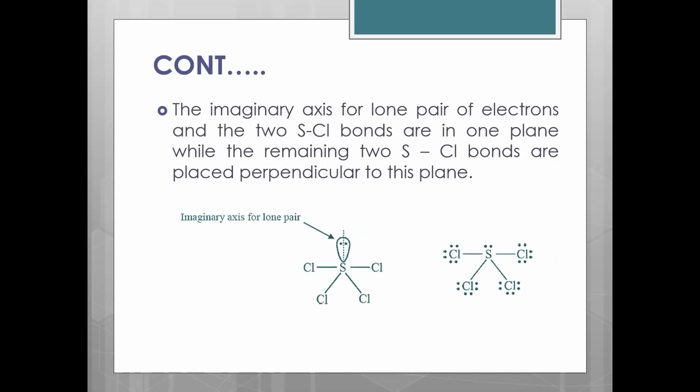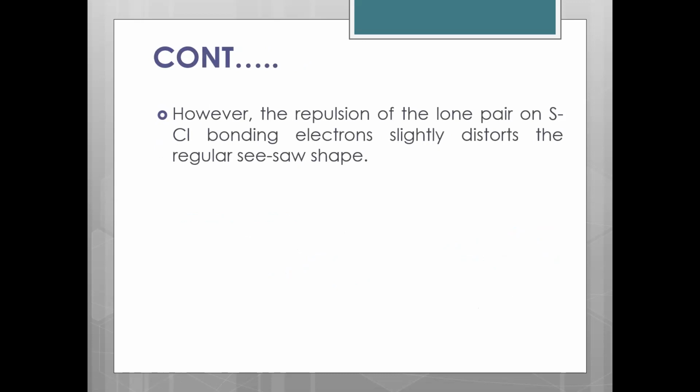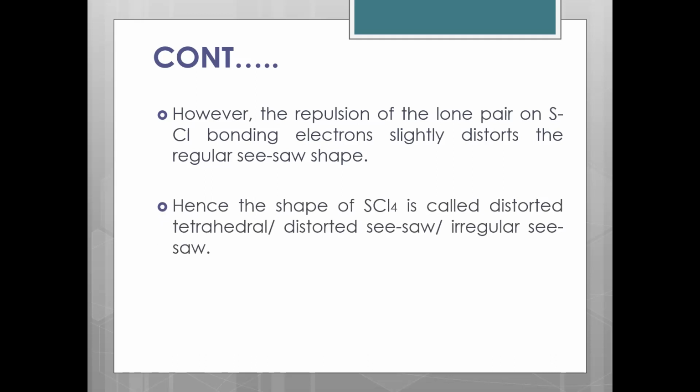Okay, this is what I just drew and showed you, right? This is the electron pair geometry of SCl4. Finally, however, the repulsion of the lone pair on the S-Cl bonding electrons slightly distorts the irregular seesaw shape. Hence, the shape of SCl4 is called distorted tetrahedral or distorted seesaw or irregular seesaw. Right. Next, we are going to speak about the T-shape.